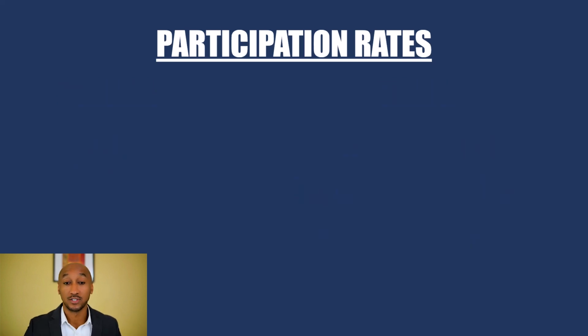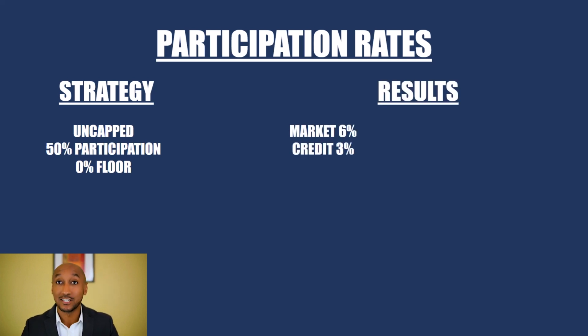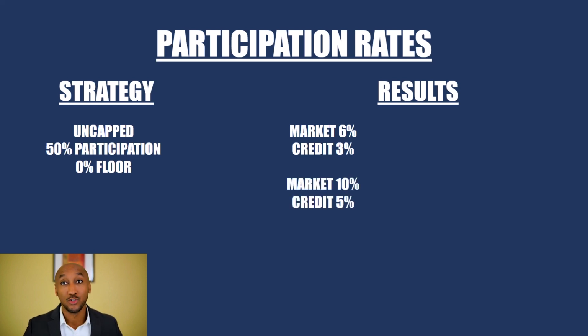Now, it's also important to understand that not all strategies when it comes to participation rates are a multiple of the strategy. It can be less. So in this example, I'm going to show you a 50% participation rate of the market. So here, if the market does 6, you actually get a 3% rate. So you get 50% of what the market did, or half of what the market did. So if it did 6%, you get a 3% credit. If the market did 10, you get a 5% credit. If the market did 15, you get a 7.5% credit. So that is a 50% participation rate.